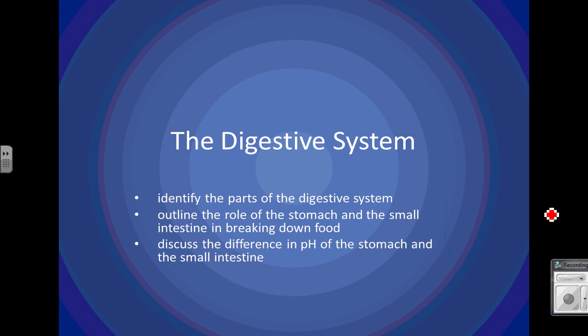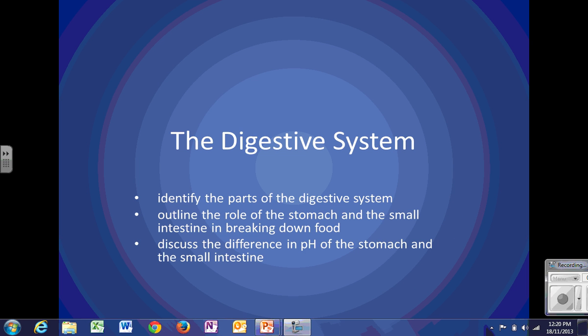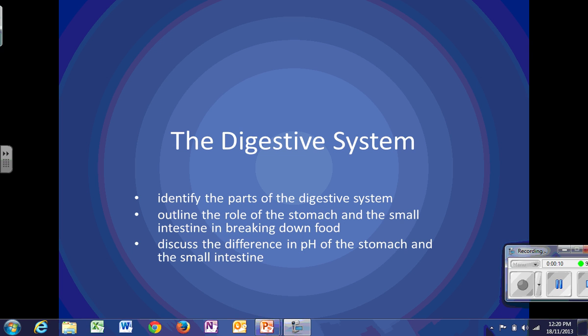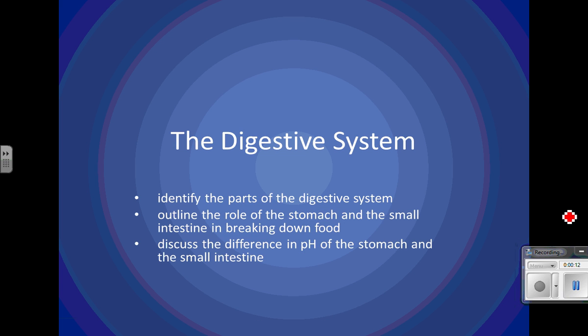All right, so today we are looking at the digestive system as a whole, but basically we're going to be focusing on the different components of the digestive system and how they work both mechanically and chemically to break down food. Now, for example, not all areas of the digestive system have the same pH, and that will also be a focus.